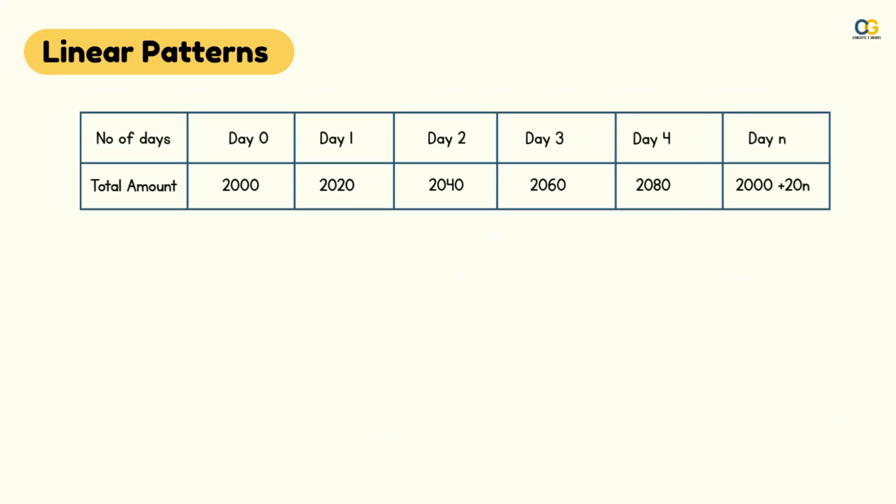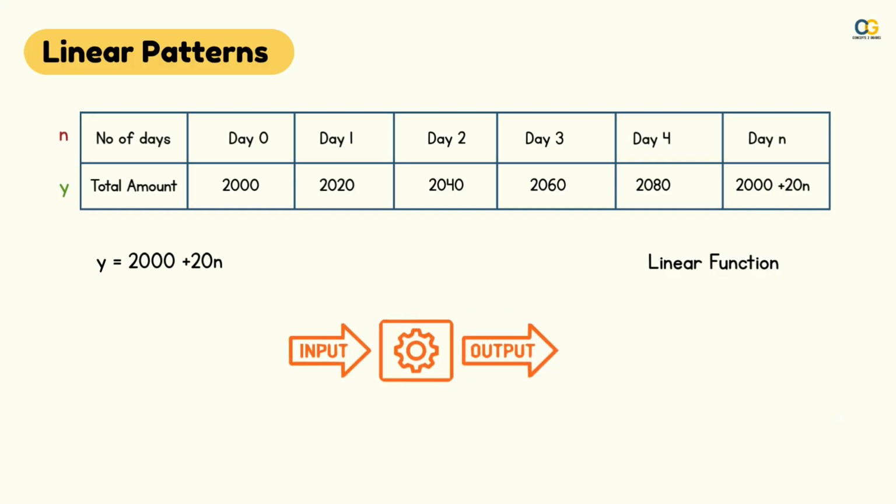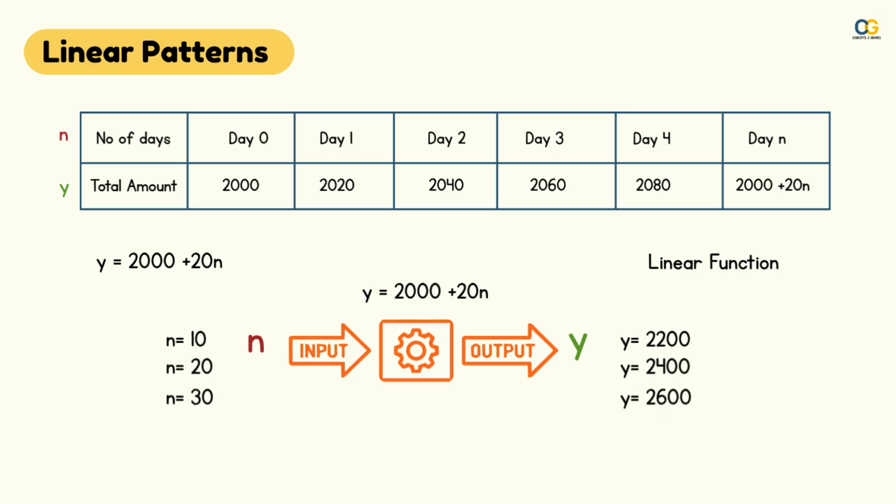And if we write that amount after n days is y and the number of days as n, we can write it as y is equal to 2000 plus 20n. This is becoming a linear function where n is an input and the processing unit does this function of 2000 plus 20n and gives the output of y. So if you give different values of n, you get different values of y correspondingly. This is a linear pattern with a linear function involved.